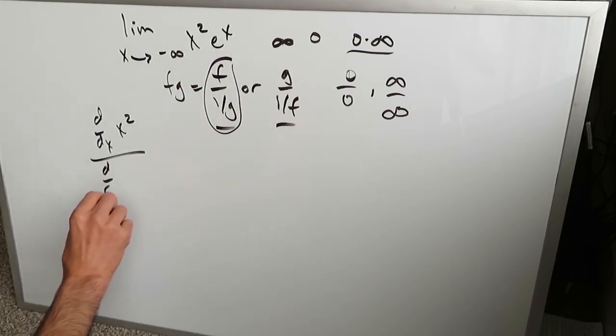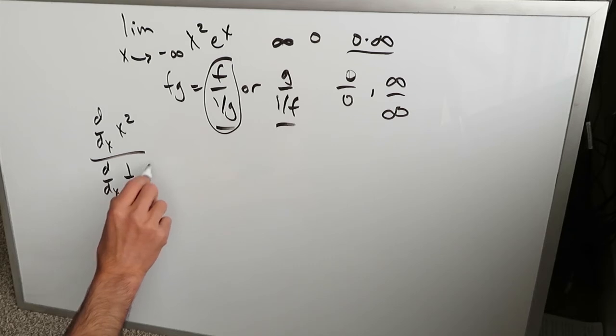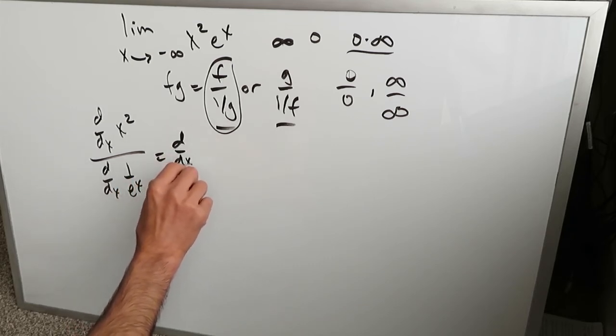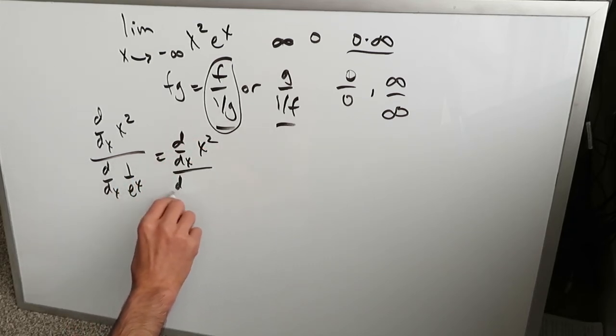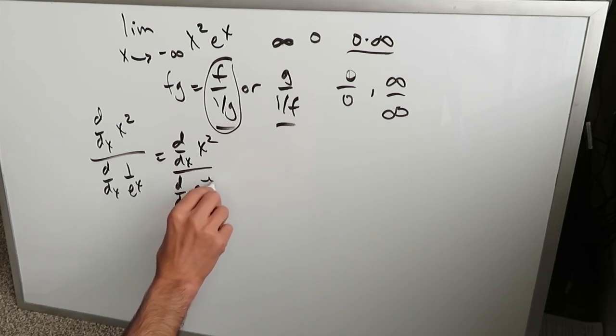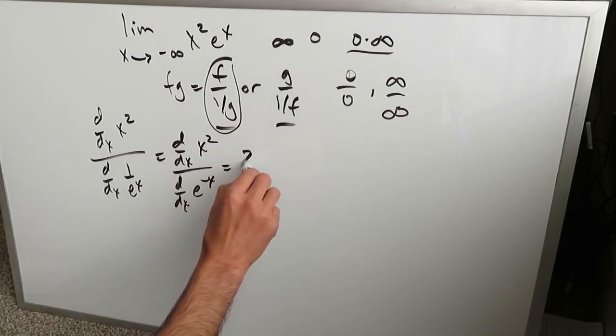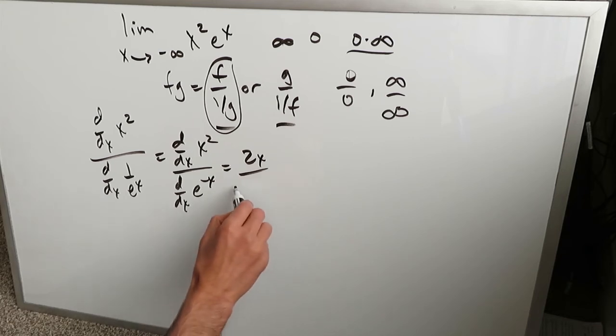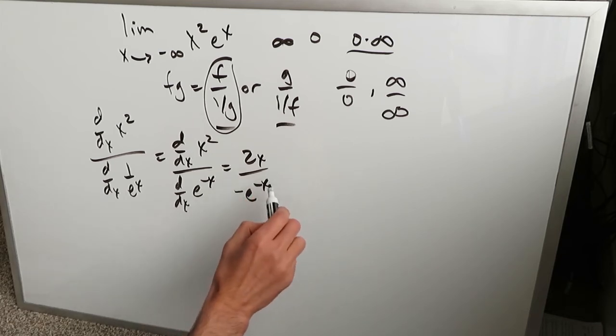Then in the denominator, I'm doing d over dx of 1 over e to the x. We can rewrite everything as x squared over the derivative of e to the minus x. The derivative of x squared is 2x. The derivative of e to the minus x is minus e to the minus x, using the template.